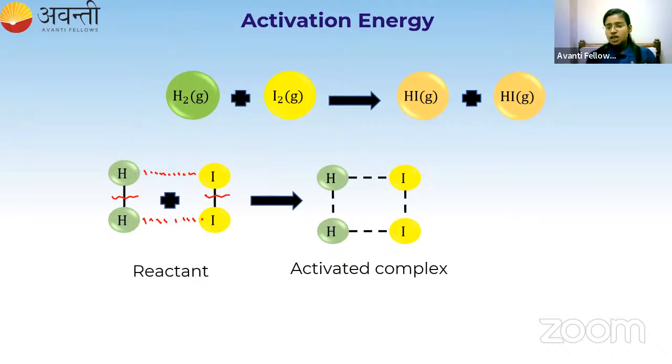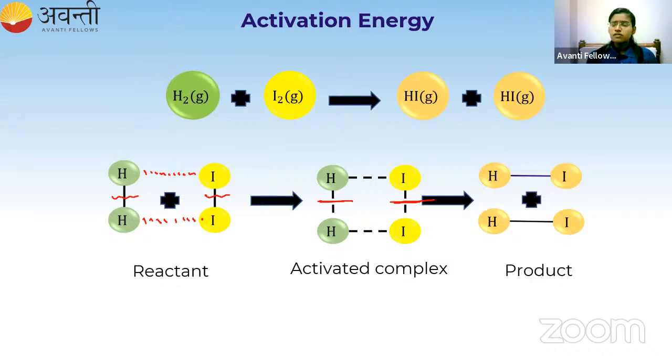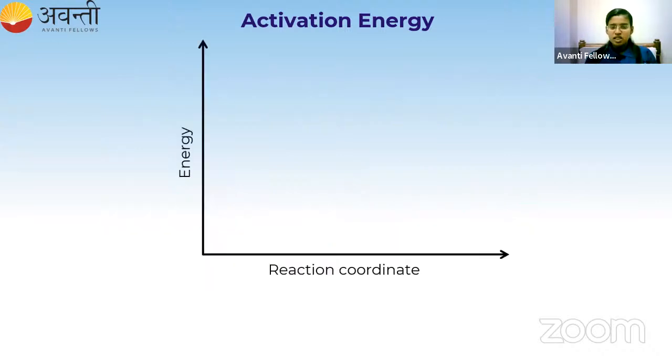Now after some time what happens? The hydrogen-hydrogen bond and iodine-iodine bond will be completely broken down, and they will lead to the formation of the product HI. This is how we get two HI molecules in the product. Okay, clear? Now, what is this activation energy? We have a reactant, it is getting converted into a product through the activated complex pathway. Let me take a graph to explain this activation energy better.